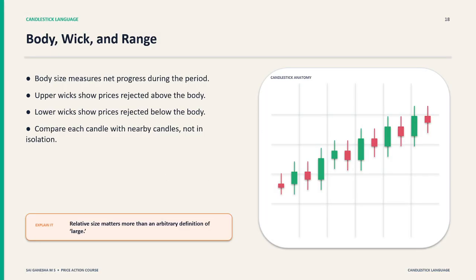So that's it for this video. We learned the four prices inside a candle: open, high, low, and close. We also understood the difference between bullish and bearish candles, and how the body, wicks, and range help us read the activity between buyers and sellers. In the next video, we'll continue with candlestick language and look at how different candle shapes can show momentum, rejection, and indecision.